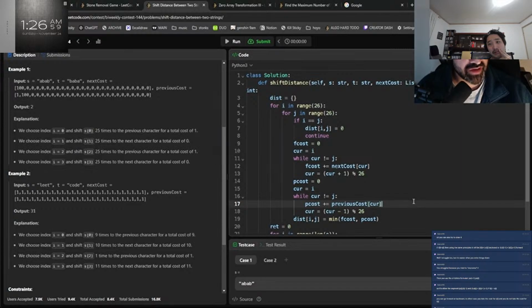Floyd Warshall, how do you factor in both next and previous cost? Oh, because you have a distance from one vertex to the next vertex and to the previous vertex. So they're just two separate edges, and you throw all the edges into Floyd Warshall. Next and previous cost are the edge weights, correct, of a directed graph. Does that make sense, Julian?